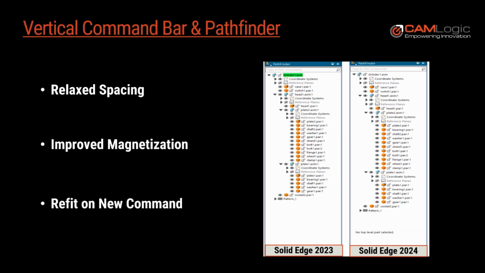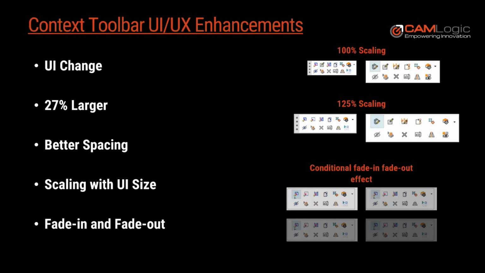And then anytime you select a new command, the command bar will resize itself or refit. This will make it so that when you go from a shorter menu to a larger menu or vice versa, the command bar still fits and you can see all of the options, or it's not too big and there's a bunch of extra white space. So just a little quality of life improvement, helps with navigating through Solid Edge. A couple of other improvements here with the context toolbar.